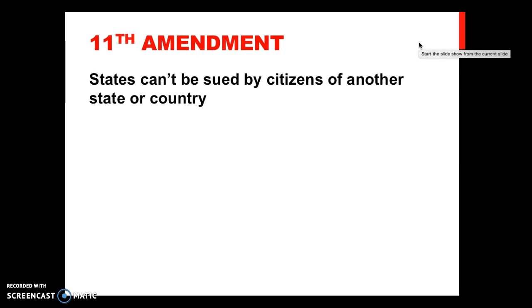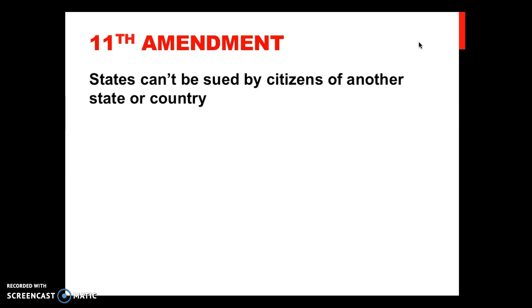We're going to run through amendments 11 through 27. Remember, for the test Friday, you only really have to focus on the ones from the worksheet, which are your Civil War amendments and amendments 19 and 26 dealing with voting. However, I would be doing you a large disservice by not educating you on the other amendments.